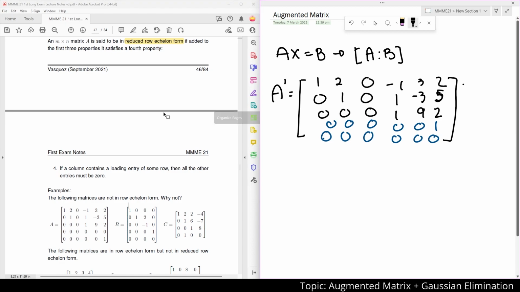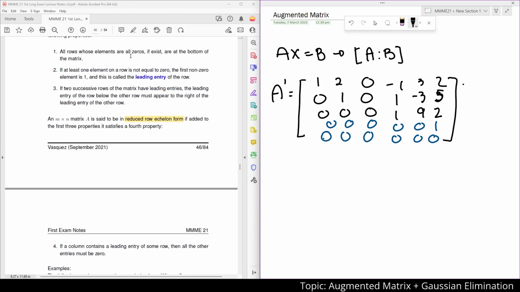So, bakit naka-row echelon form yan? All rows whose elements are all 0 are at the bottom of the matrix. If at least one element on a row is not equal to 0, the first non-zero element is 1. First non-zero element of all the rows is 1. 1, 1, 1, 1. Okay? And if two successive rows of the matrix have leading entries, the leading entry of the row below the other row must appear to the right of the leading entry of the other row. So, ito yung first leading entry natin. Yung next leading entry daw dapat nasa kanan ng row niya.